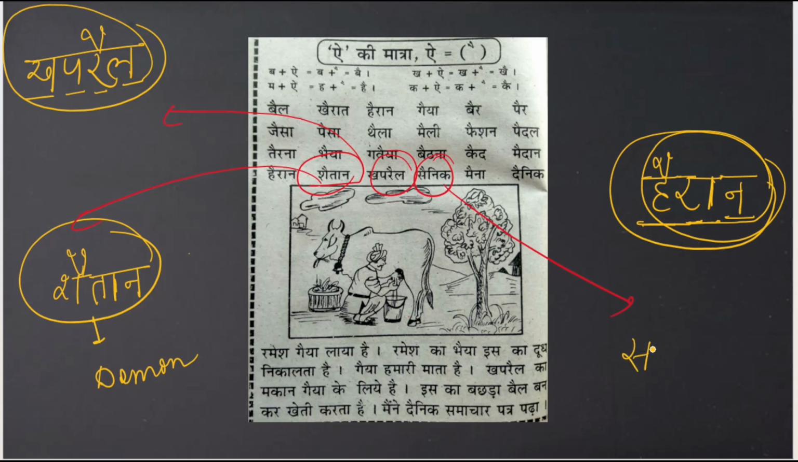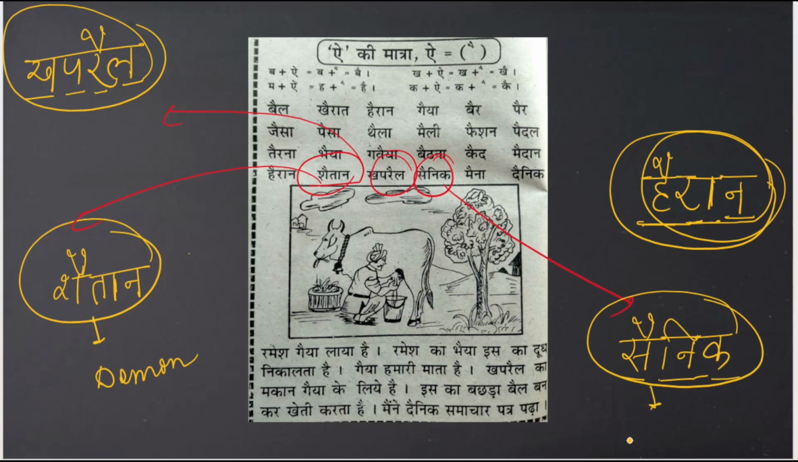This is sa and this is mother of I. Now it becomes sa and this is na and this is mother of choti e. Now it becomes sani and this is ka. Now it became sanik, okay, which means soldier.